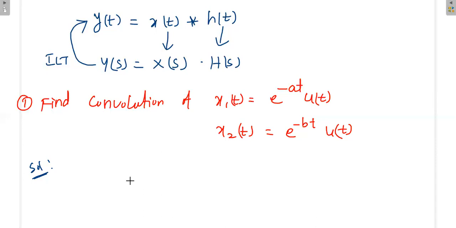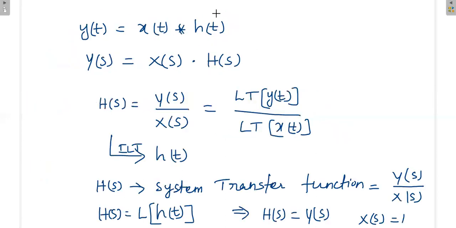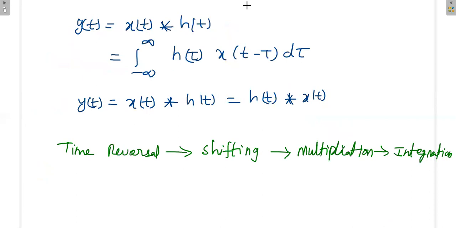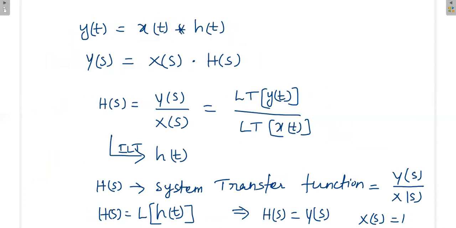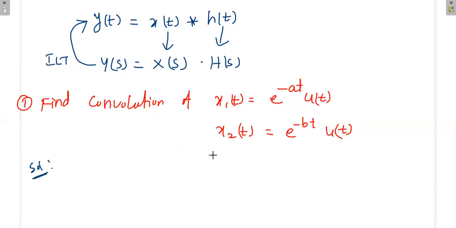Now we will just apply the mathematics. With the help of this formula, we'll directly try to get y of t. We just want to find the convolution. So instead of h of t, they have given us x2 of t. That's it. The convolution operation is the same. So y of t is equal to x1 of t convolved with x2 of t.